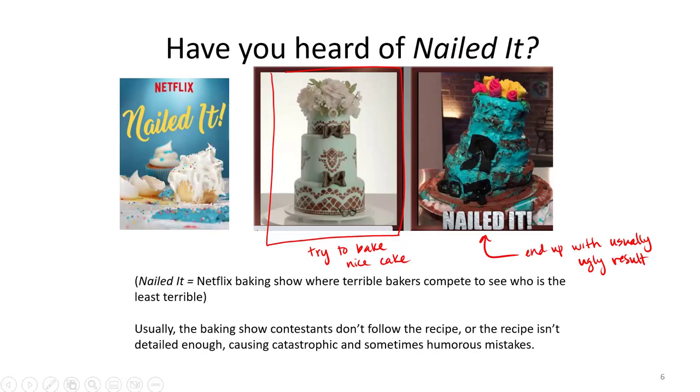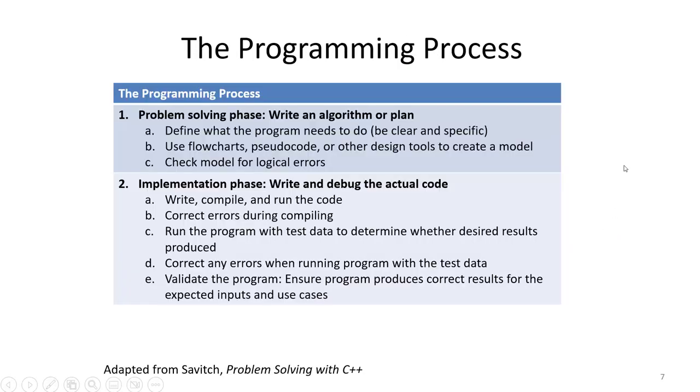And believe it or not, this is actually what happens in industry as well. Programmers and engineers typically follow a process like this. Typically, in the first part of the programming process, we call it the problem-solving phase. This is a planning phase.